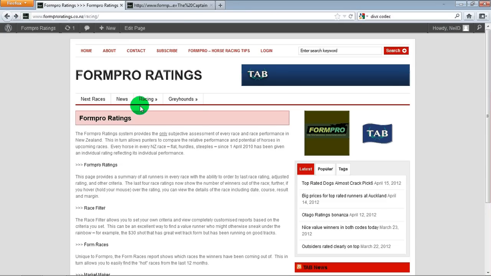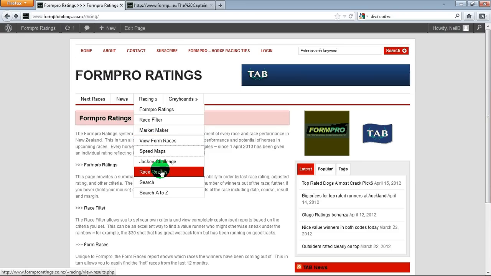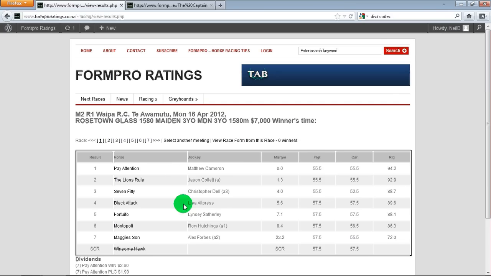You click on race results and go back and see what horses rated in recent races. For example, at Waipa the other day, Pay Attention won. There's his rating there, 94.2. Then the rest of the ratings of other horses there. Okay, go back out of there.